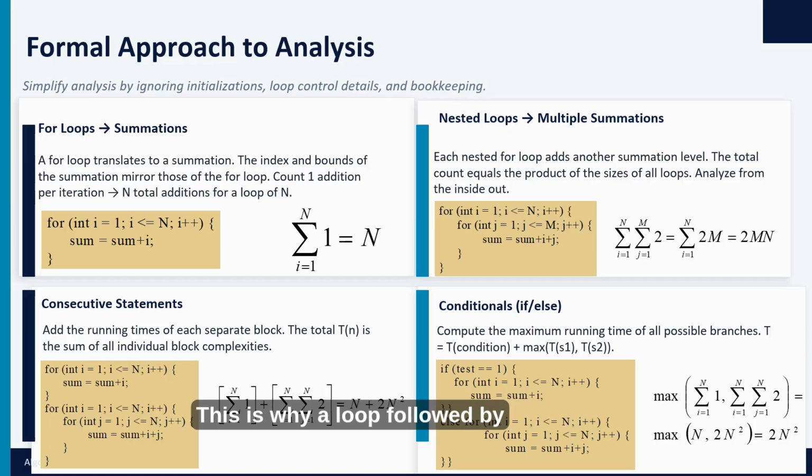This is why a loop followed by another loop gives O(n) plus O(n), which is still O(n). For conditionals, we take the running time of the condition evaluation plus the maximum of the running times of all possible branches. Worst case analysis means we always use the maximum.